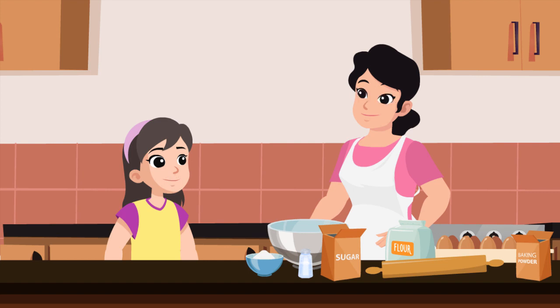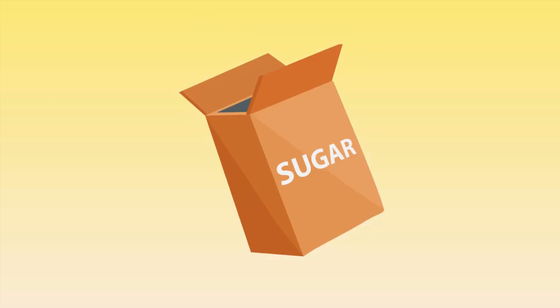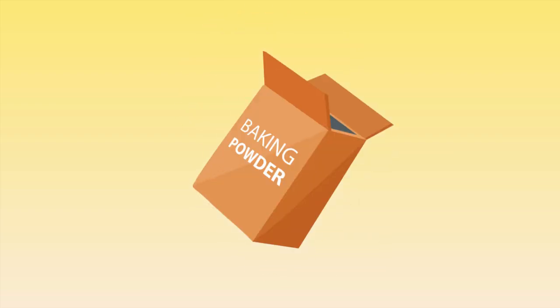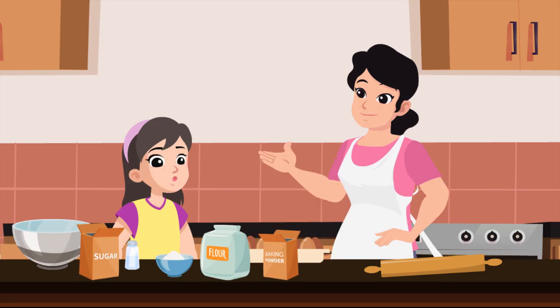Hi, Mommy. What are you going to make? Hello, Ellie. I'm going to make some bread. Can you help me? What should I do first, Mommy? Just mix together all the dry ingredients. Okay, flour, salt, sugar, baking powder. Mommy, what is this? That is yeast.